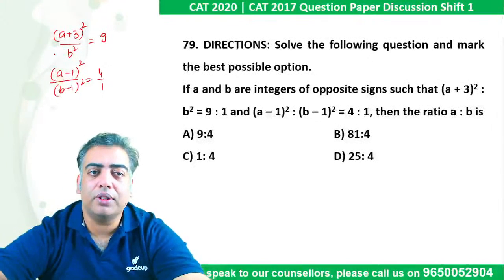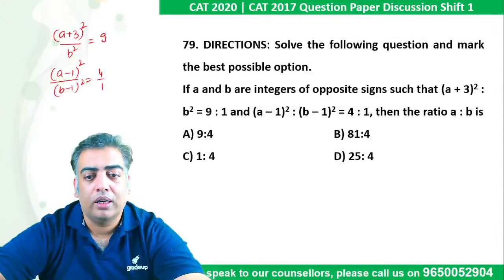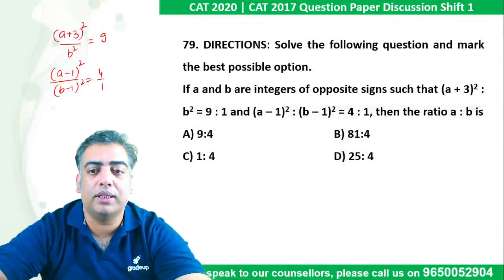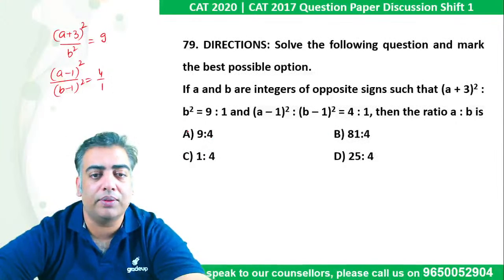As squares are given to me and given as a and b are integers of opposite sign, in order to find ratio among a and b, the options given suggest I must use my answer options very wisely. So if we use answer options, let's see which one will work out. You can start from the beginning or from the end or from wherever you feel like. So if we take a as 9, 9 plus 3 is 12, so 12 square is 144.